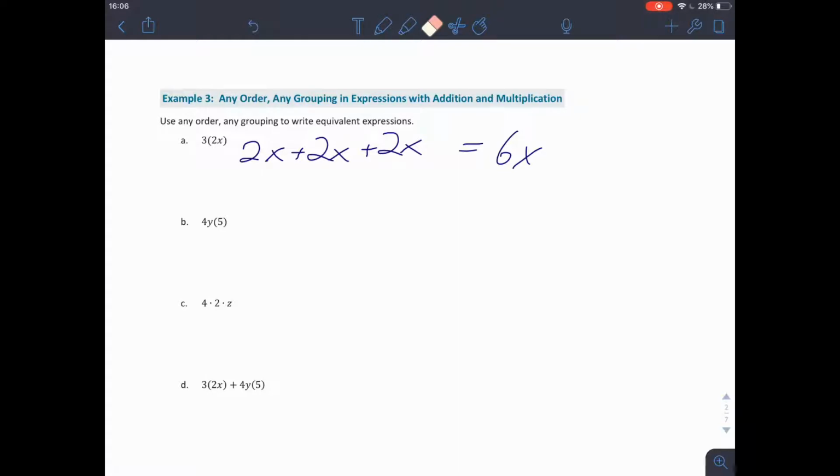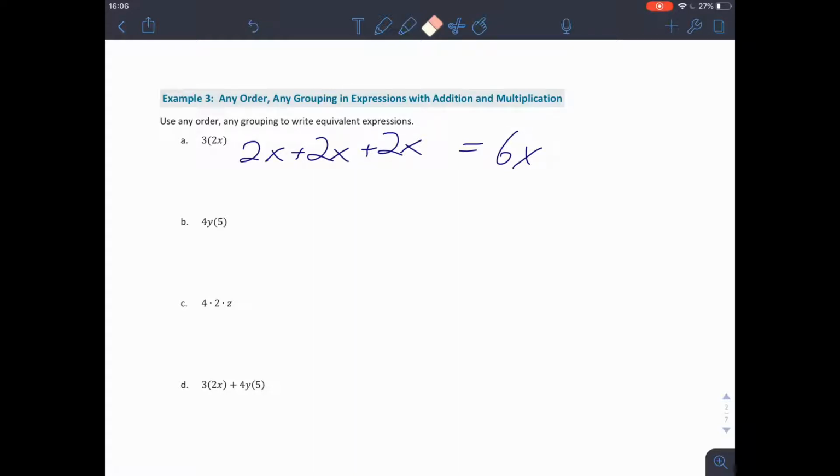The shortcut for solving this is that we can just multiply the 3 and the 2 together since both are being multiplied with x, and we would get our solution of 6x. You can pause the video here to try to simplify the other expressions using multiplication.